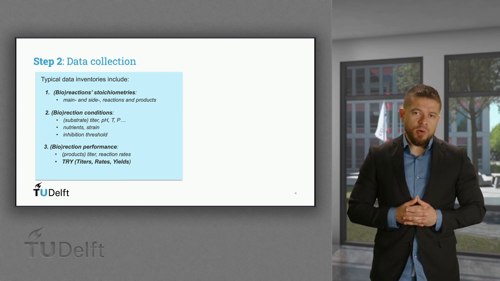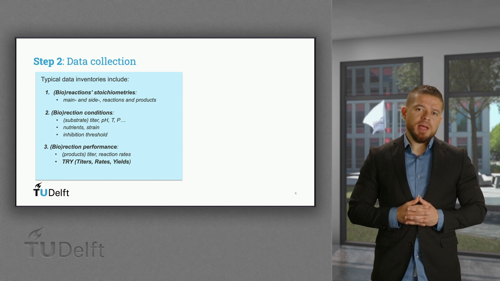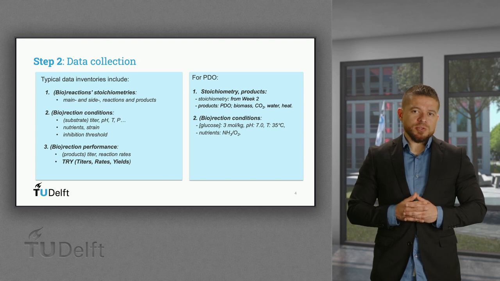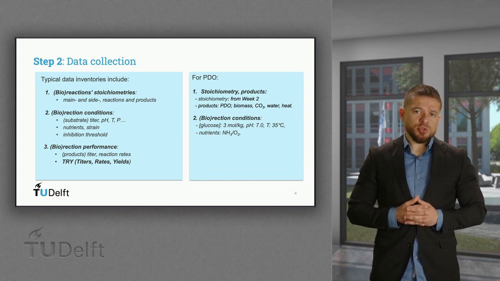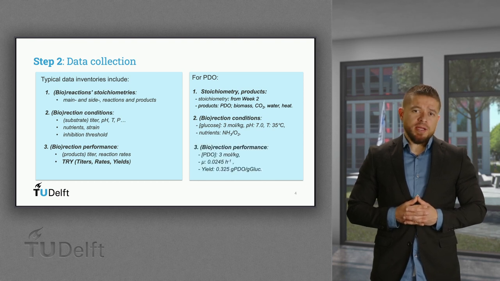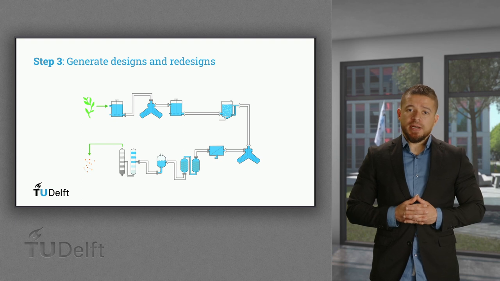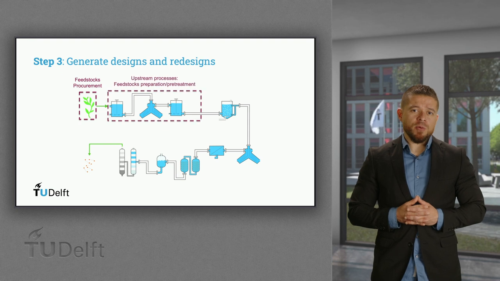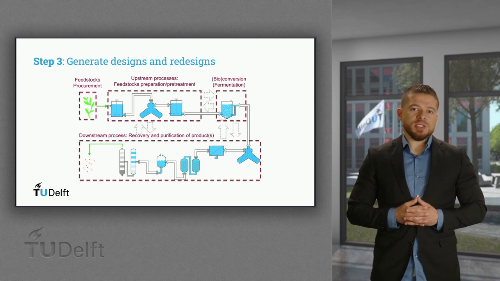Let's check again how this is for our case study. The stoichiometry was already given in week two, from which we know concentration of substrate, pH, temperature, and nutrients requirement. And also the TRY indicators, as you can see in the bottom right corner. Now we can proceed to step three, generate designs and redesigns. For this, let's recall the anatomy of a bioprocess where there are four major sections which all have different functions, requirements, and type of processes that can be used.